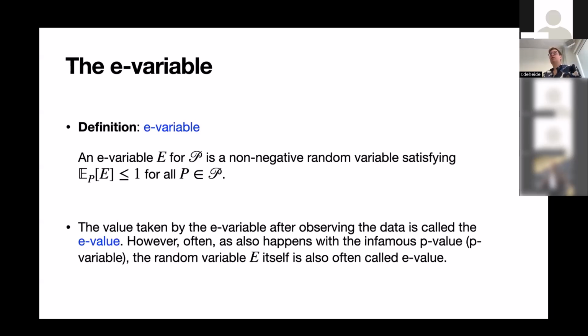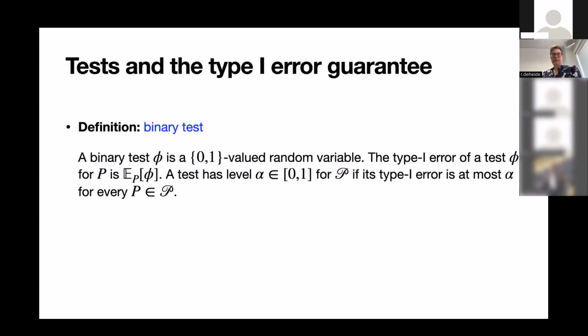Often people call it E value now, just as P values are also random variables. So there are some people that call P values P variables, to be precise. But as everybody calls them P values, nowadays a lot of people call them E values as well. But it's a random variable. And with these E variables, we want to do a test.